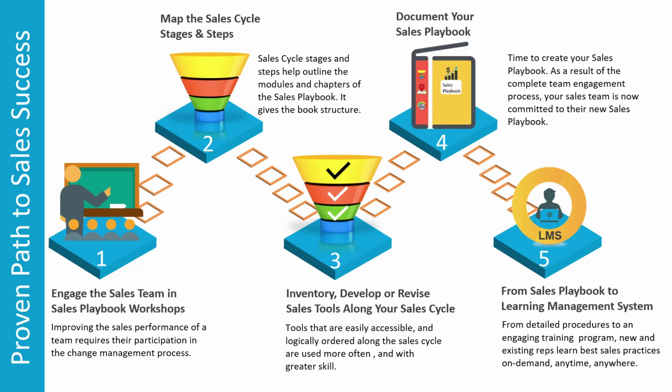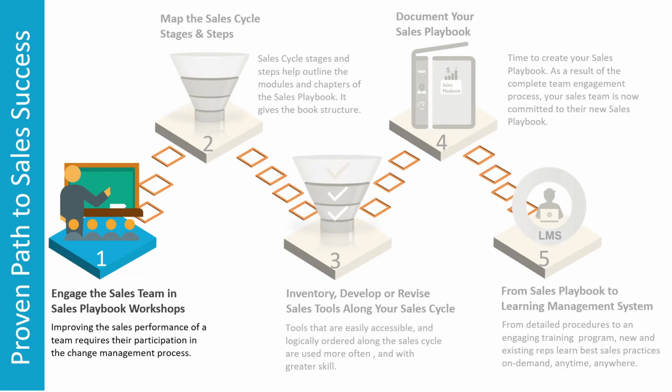In step 1, we recognize that improving the sales performance of a team does require their participation in the change management process. That just makes sense. I'll walk you through how that whole process works a little later on. In step 2, we map your sales cycle. So the sales cycle stages and steps help outline the modules and chapters of the sales playbook. So it gives the book structure.